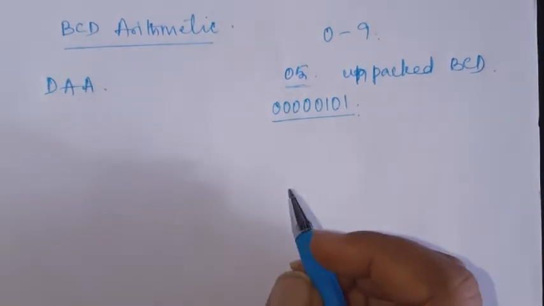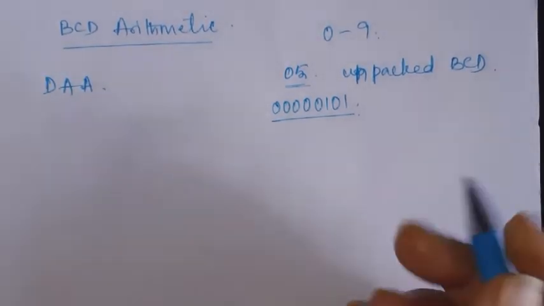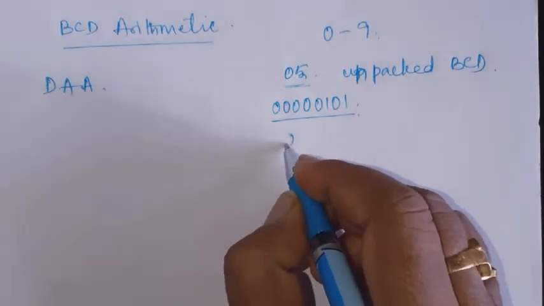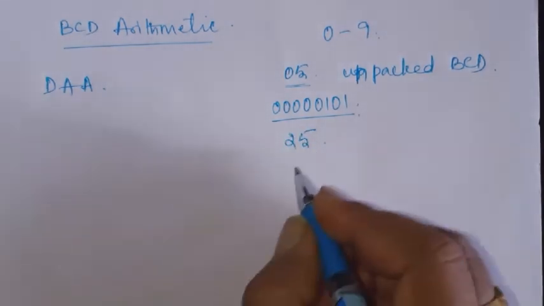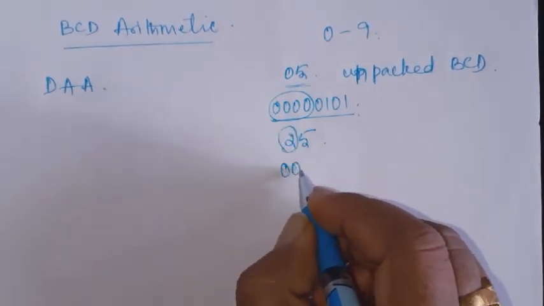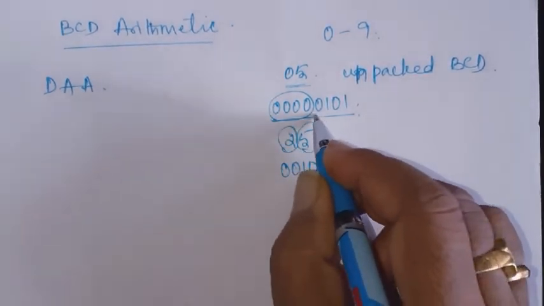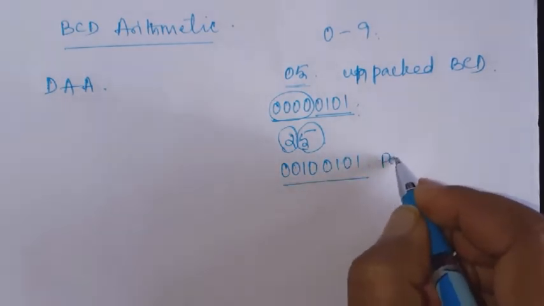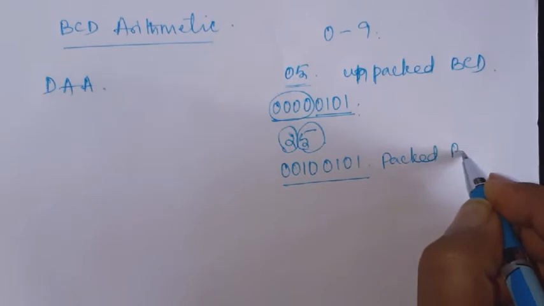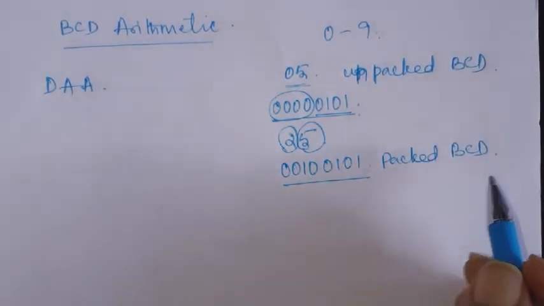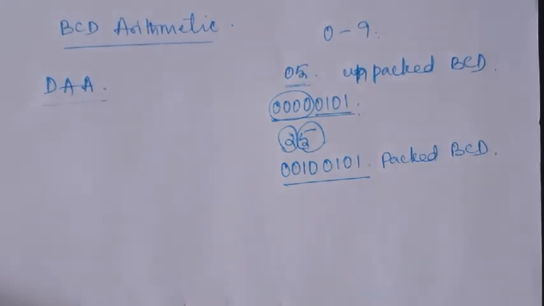We can represent two decimal digits using one byte, that is what we call packed BCD. Like if I represent 25, the higher nibble will represent one digit and the lower nibble will represent another decimal digit. So this is packed BCD. So we'll see about this decimal adjust after addition.